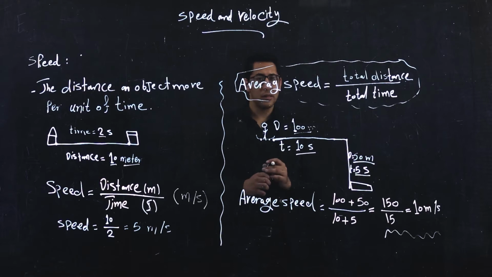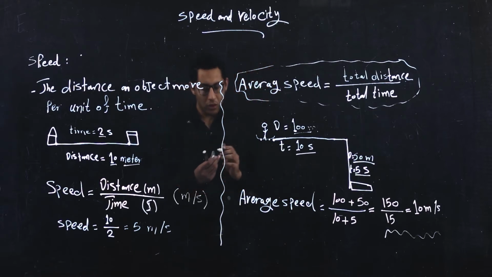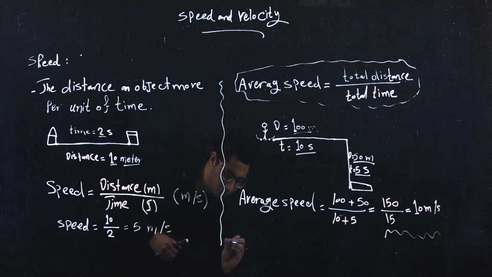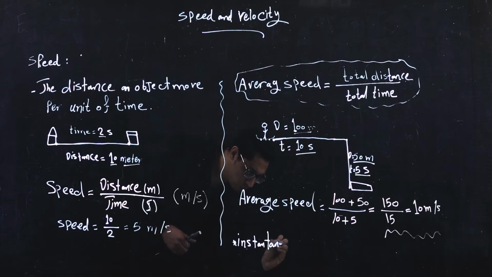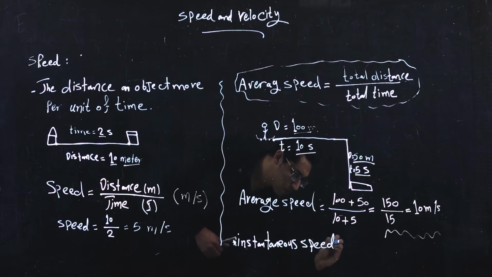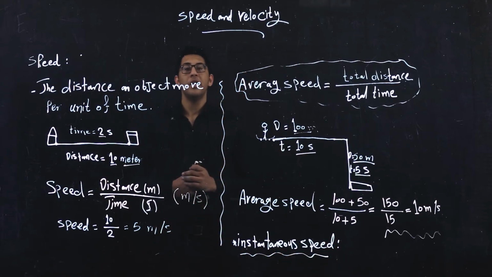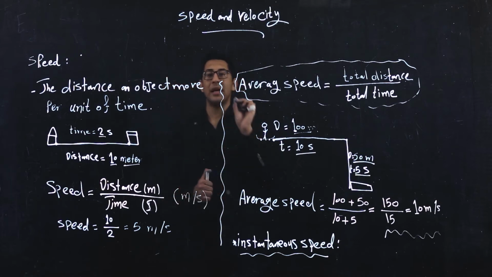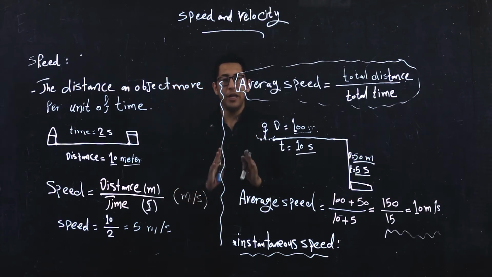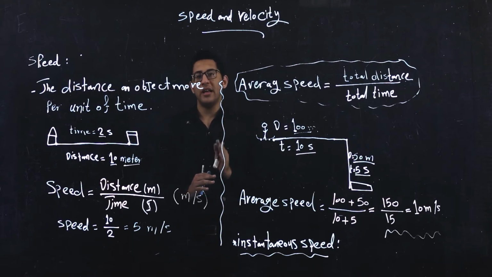Let me tell you about something else called the instantaneous speed. Called what? Instantaneous speed. I'm just writing the word here for you. What I mean is that instantaneous speed is the speed of an object at a specific instant of time. The speed of an object at a given instant of time.